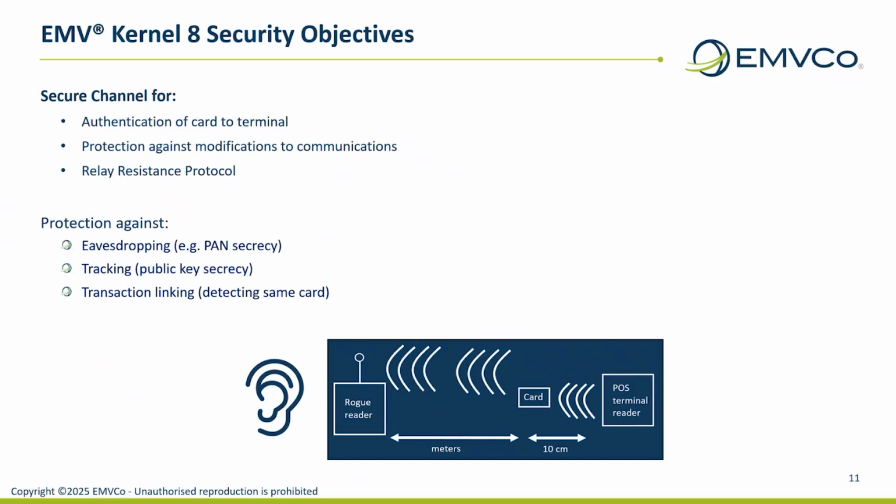One of the important security objectives of Kernel 8 is to meet the requirements of the GDPR, the European General Data Protection Regulation, in terms of protection of PII, personally identifiable information. Hence, the secure channel also allows the encryption of card data sent from card to terminal, and goes further by allowing encryption of the card public key and its certificate, so as to prevent tracking and transaction linking by a passive eavesdropper. As shown by the diagram, this is especially relevant for contactless transactions because although the consumer device must be close to the merchant's reader, an eavesdropper can be much further away.